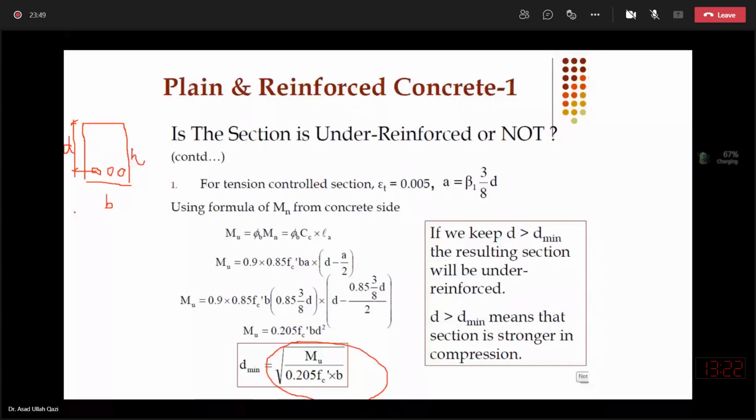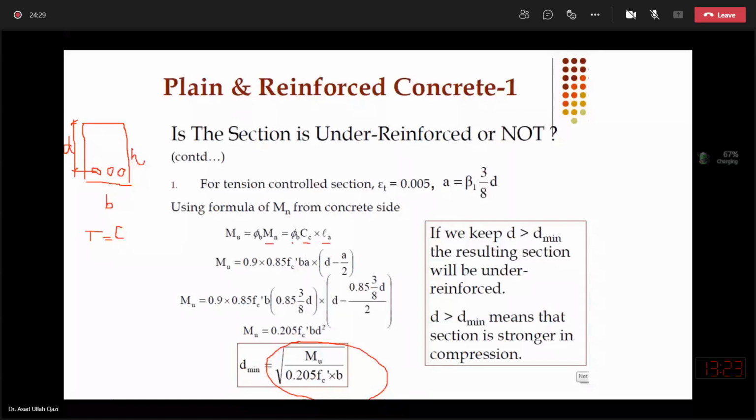And for this derivation, we are using the compression force into lever arm part of the equilibrium equation. So you know that T is equal to C. So either T into lever arm or C into lever arm will give us the internal nominal capacity. We are using here compression force into lever arm to get the nominal capacity.